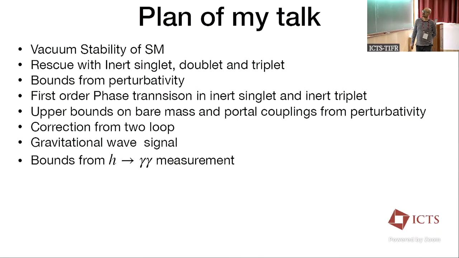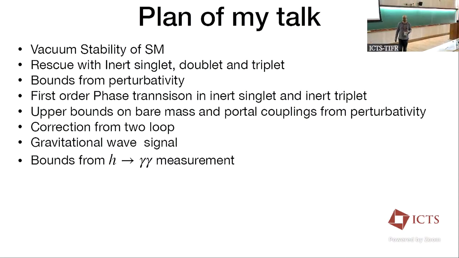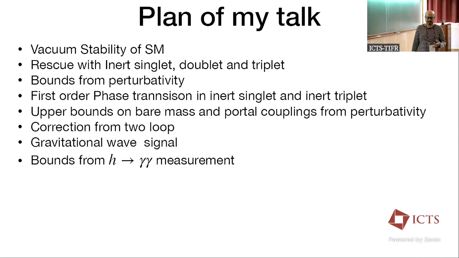So let me go through my plan. I'll try to motivate the extended scalars, especially the inert models like the inert singlet, inert doublet, and inert triplet, from the vacuum stability point of view. Then we show that if you extend these sectors, you can have a rescue and achieve the electroweak stability of the vacuum. More or less, these works were done after the 2012 Higgs discovery, and there are many works on the vacuum stability and the uncertainty of the top mass and the Higgs mass. But few people actually put work on the perturbativity.